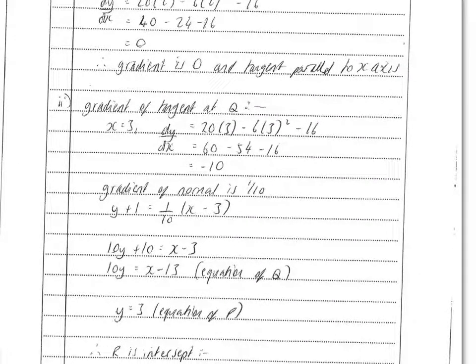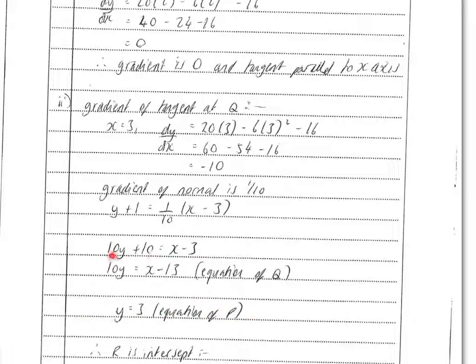In the final part of this question, as you can see, what we're going to do is first find the gradient of the tangent at Q, and then the gradient of the normal. In other words, this is the equation of that normal. The equation of the tangent is just going to be y equals 3, so horizontal line going through 3 on the y-axis, so its gradient will be that.